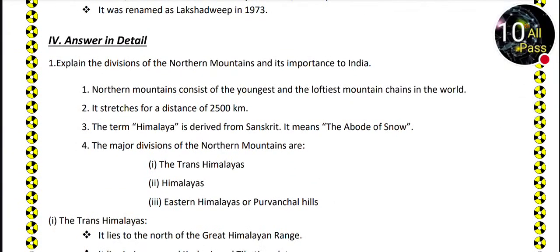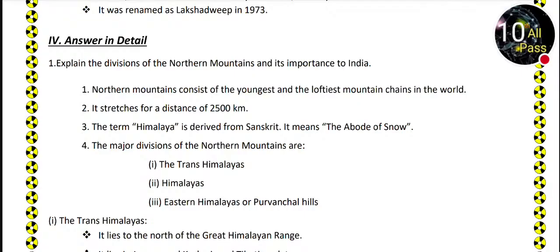Answer in detail. First one, explain the divisions of the Northern Mountains and its importance to India. Answer: Northern Mountains consist of the youngest and the loftiest mountain chains in the world. It stretches for a distance of 2,500 kilometers. The term Himalaya is derived from Sanskrit. It means the abode of snow.